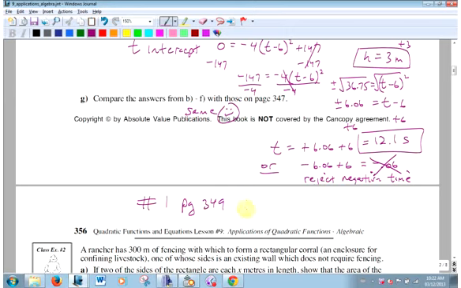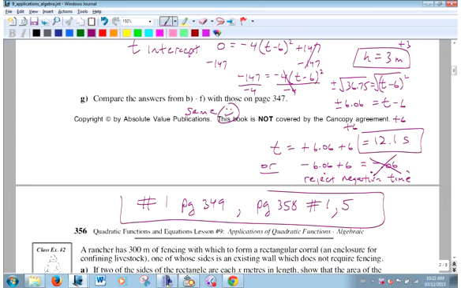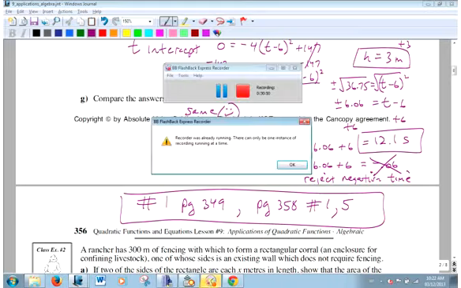So number 1, 349. And 358. Number 1 and 5. Again, do these vertex, completing the square algebraically, and then check with a graphing calculator, okay, if you got one. And quiz tomorrow.